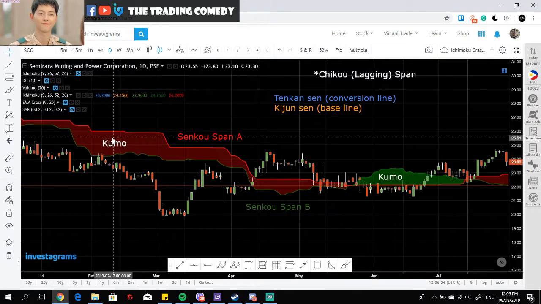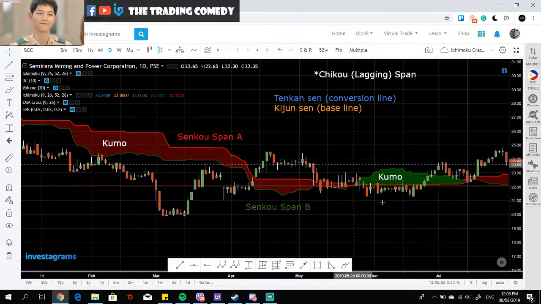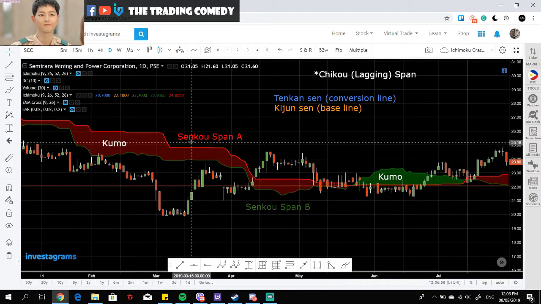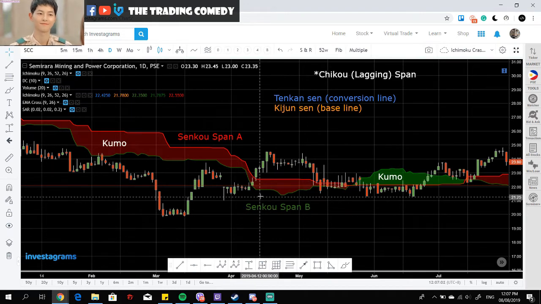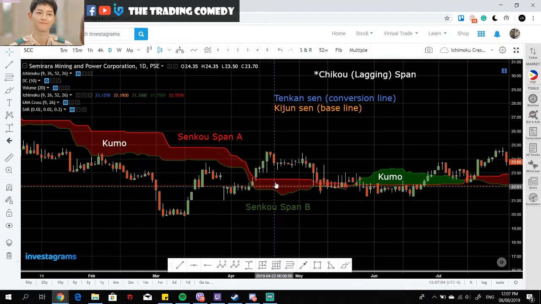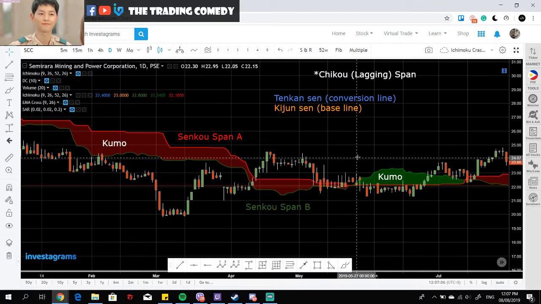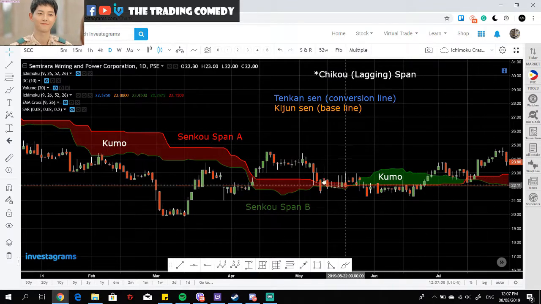So, this is the Kumo. There, it's out. These are the clouds. And this is the Senkou span A and B, which just makes up the cloud. That's all you need to understand. So, how do you want to trade this? We're gonna use the PSE as an example. Let's say we have this stock over here.